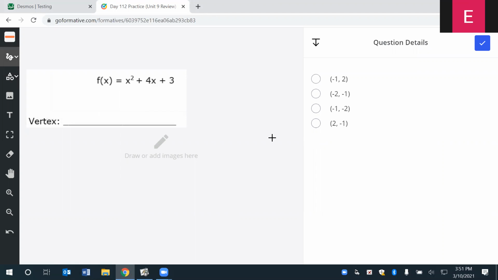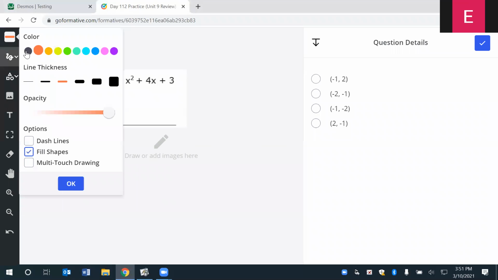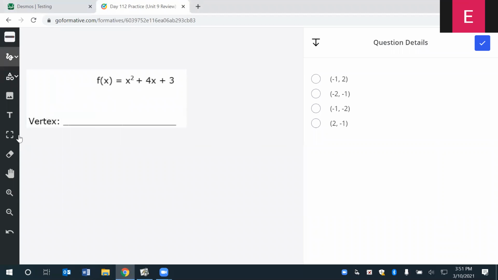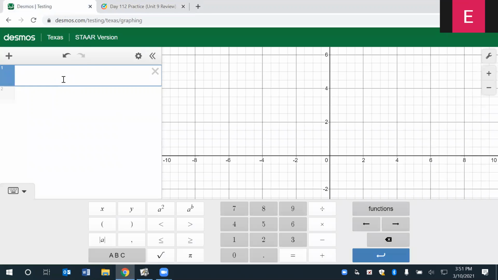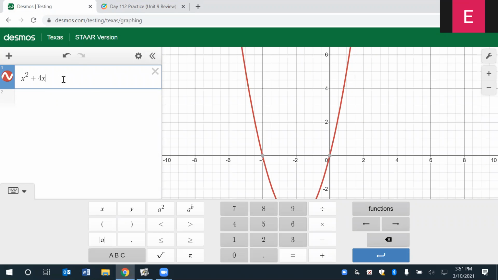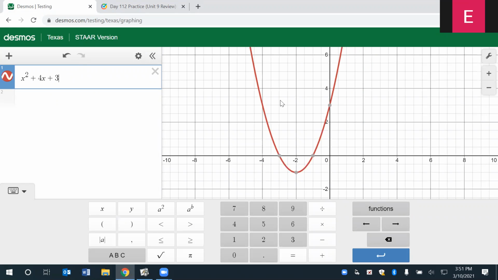So you're going to graph this equation. It gives me an equation and it's asking me to find the vertex. So to find the vertex, I need to see the graph. And to see the graph, I can do it in decimals. So I'm going to type this straight go into decimals. So starting from here all the way to the 3. So I have x squared plus 4x plus 3. So here's my graph.